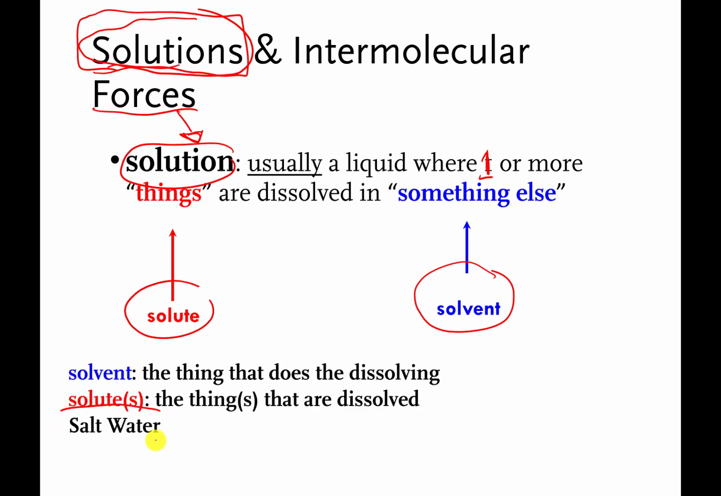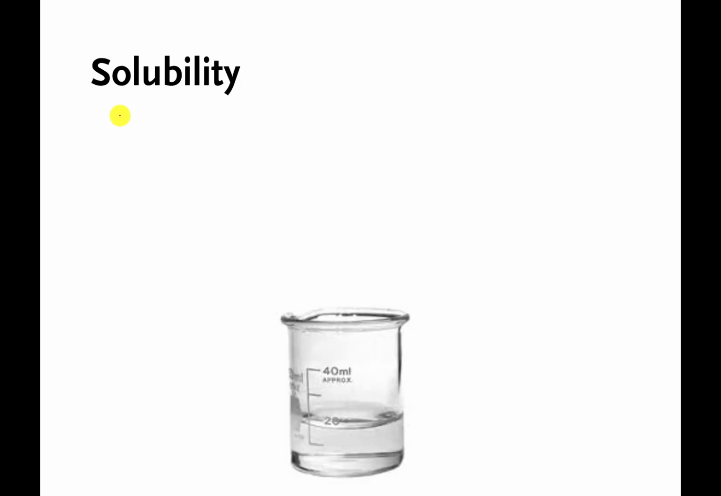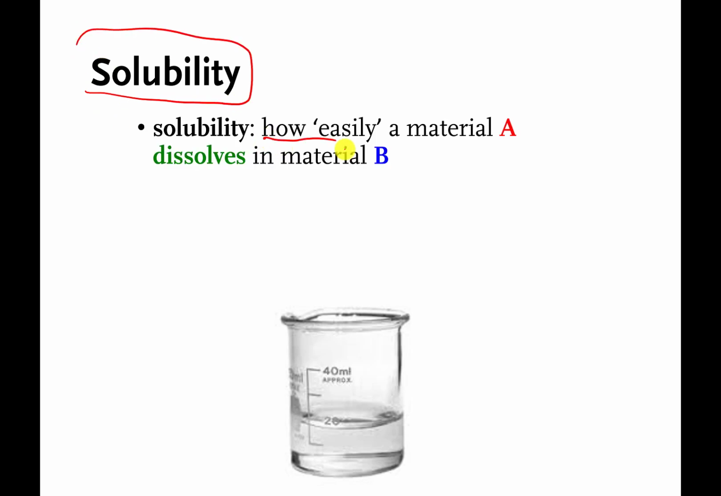So, for example, if I say that we're working with salt water, the salt is the solute, the water is the solvent, and the whole mixture together is called the solution. And there are a couple of things that I want to say about solutions with respect to intermolecular forces. The thing that I want to discuss is something called solubility. Solubility is basically how easily a material dissolves in some other material.